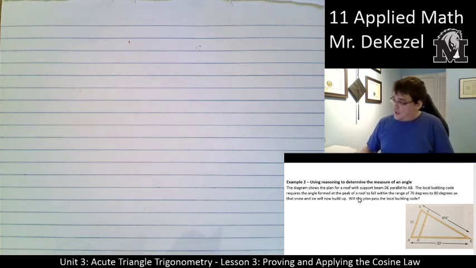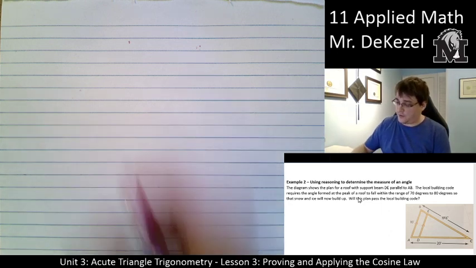So we have this diagram here. It shows the plan for a roof with a support DE parallel to AB. The local building code requires the angle formed at the peak of a roof to fall within the range of 70 to 80 degrees, so that snow and ice will not build up. That should say not build up, not now. Will this plan pass the local building code?